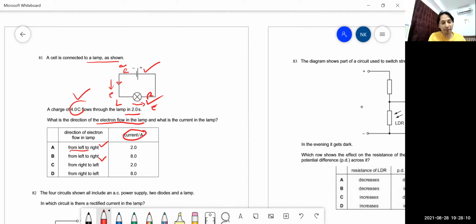Charge is given, time is given, so you know I is equal to q by t. You have to use this equation. What is q? 4 coulomb. What is time? 2 seconds. So 4 divided by 2 is 2, so this is wrong, option A.